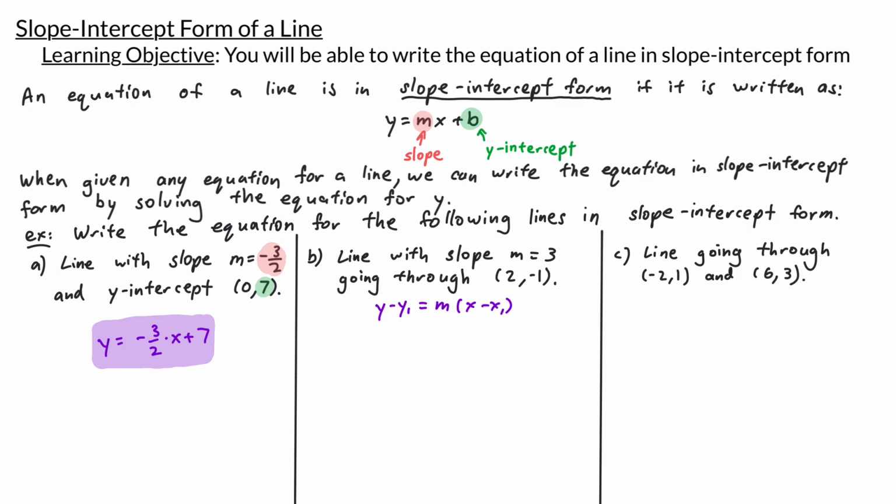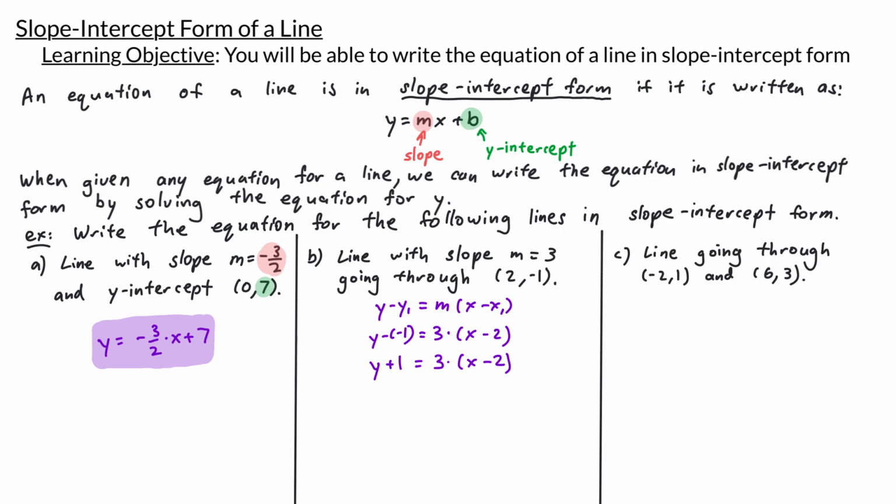Plugging in the appropriate values here, we have y minus -1 equals 3 times x minus 2. The double negatives here we can simplify and rewrite our equation as y plus 1 equals 3 times x minus 2. And this here is the equation for our line in point-slope form. Now remember that if we're given any equation of the line, we can write the equation in slope-intercept form by solving for y. So all we have to do now is take this point-slope form equation, solve for y, and we'll be able to write it in slope-intercept form.